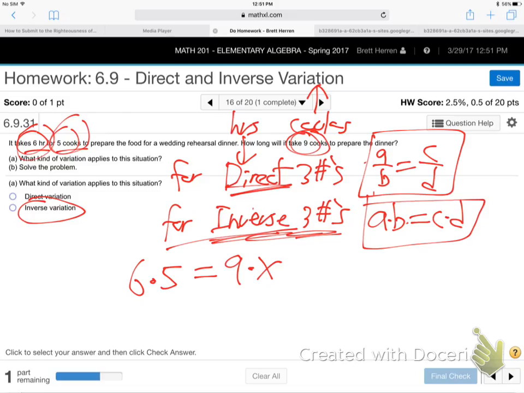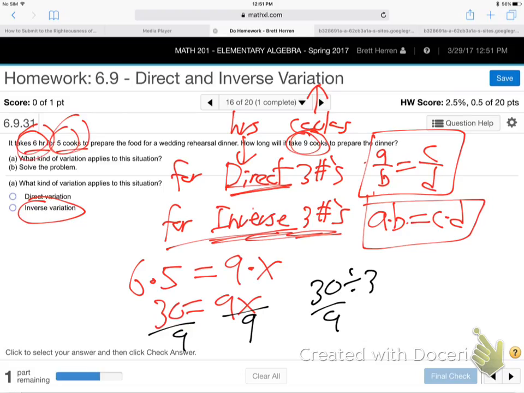Which is kind of counterintuitive, huh? We would normally think inverse is fractions. Anyway, so what does that become? 6 times 5 is 30. How do you solve for x there? Divide by the 9. I don't know if they want a fraction or decimal or whatever. 30 over 9, you could reduce it, divide by 3, top and bottom. 3.3? Yeah, they probably just want a decimal, huh? It's just 3.333. Whatever they want.